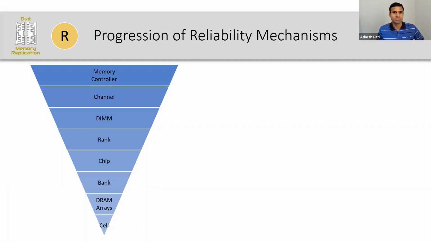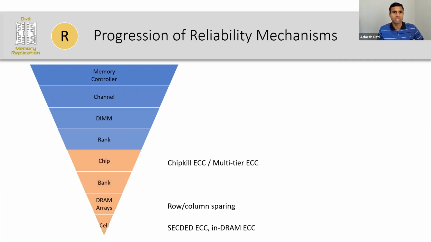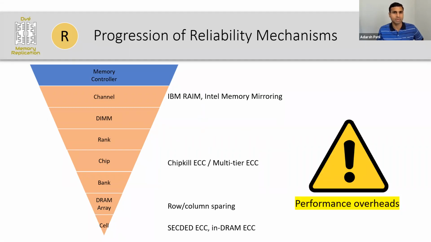DRAM reliability mechanisms over the years have been incrementally adding new mitigation techniques to protect against errors rising up in the memory hierarchy. Starting with SECDED ECC and row column sparing to detect and correct cell and array level errors, to chip-kill ECC to handle DRAM chip level errors, all the way to IBM RAIM and Intel memory mirroring techniques to handle channel level failures. However, all these error mitigation techniques are gradually adding performance overheads because they introduce additional checks in the critical path.